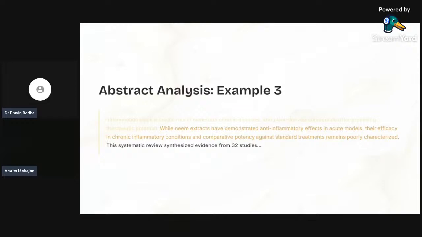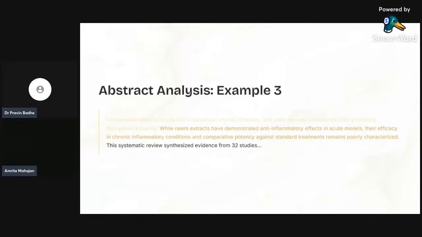This is example 3. Inflammation plays a crucial role in numerous chronic diseases, and plant-derived compounds offer promising therapeutic potential. While neem extracts have demonstrated anti-inflammatory effects in acute models, their efficacy in chronic inflammatory conditions and comparative potency against standard treatments remains poorly characterized. It means neem has anti-inflammatory activity, but it has only shown effects in acute models. For chronic inflammatory conditions, they have not proved any treatments that actually make that point very strong.